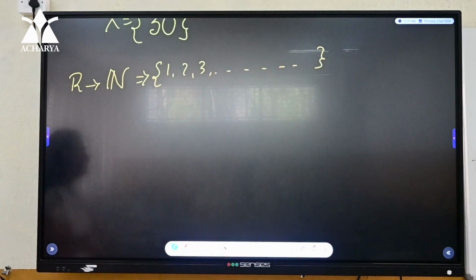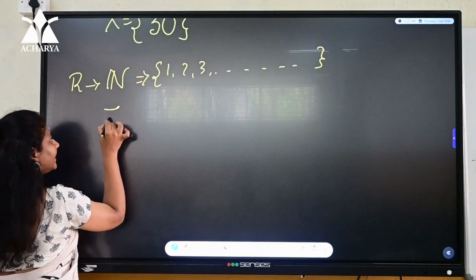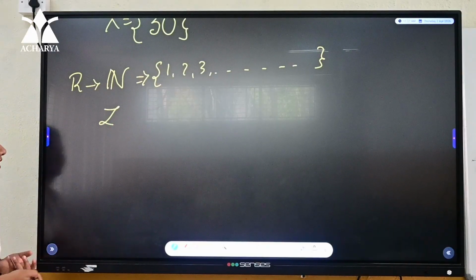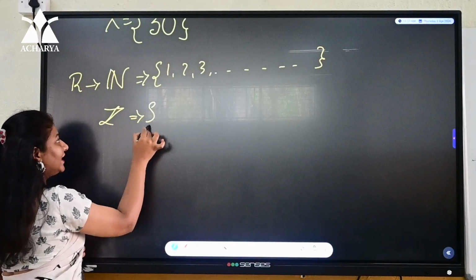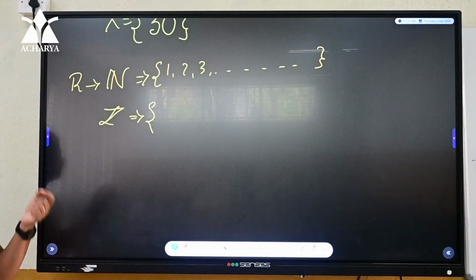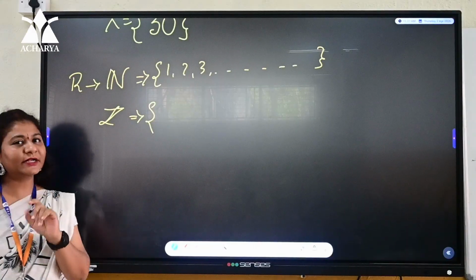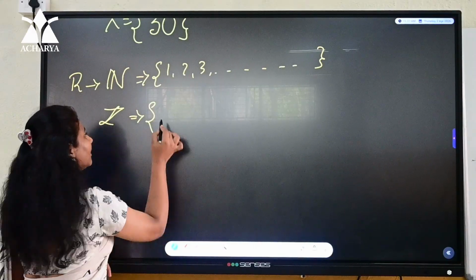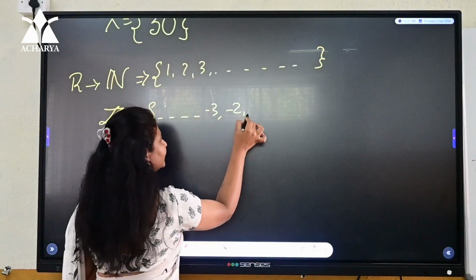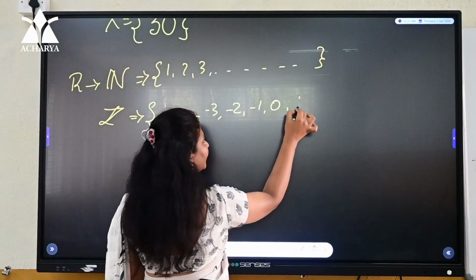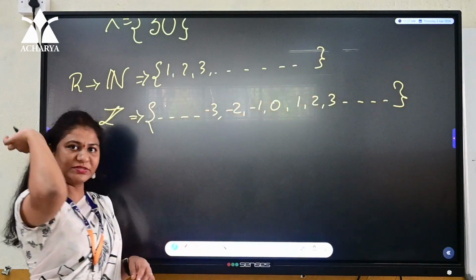It is infinite. Now, the second thing is integers. Yes, integers are there. So how can you define an integer? Integers are nothing but the positive numbers along with the negative numbers including 0. So let us take -3, -2, -1, 0, 1, 2, 3, and so on.